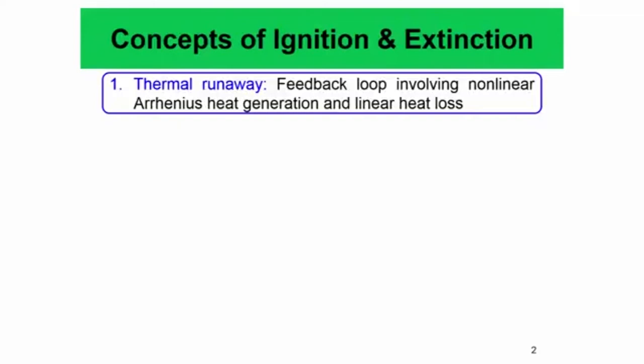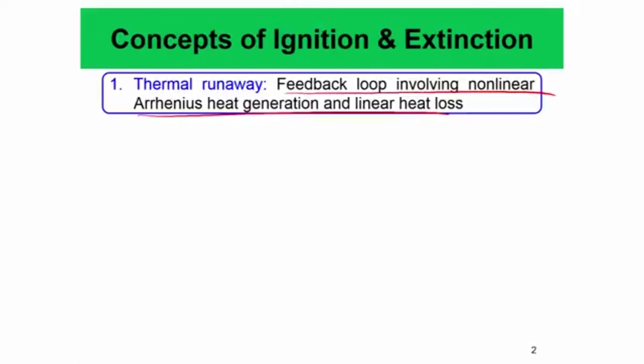So, what do we mean by explosion? By explosion we mean a thermal runaway. As I said, there is no actual explosion involved. It is just a thermal runaway where the temperature can rise quickly in a given mixture because of the combustion reactions, and it is essentially caused by a feedback loop involving nonlinear Arrhenius heat generation and linear heat loss.